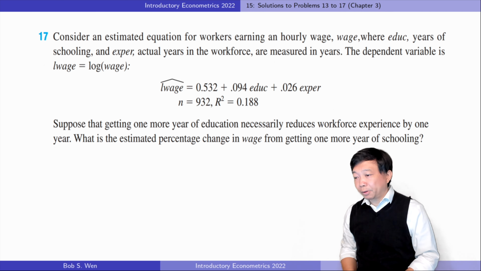Notice that if there is perfect collinearity between schooling and work experience, we should drop one of the explanatory variables from the model. If there is no perfect collinearity, both variables can be included in the model. But the multicollinearity could lead to a large standard error of the estimate.